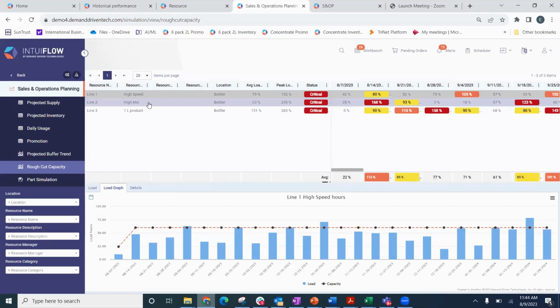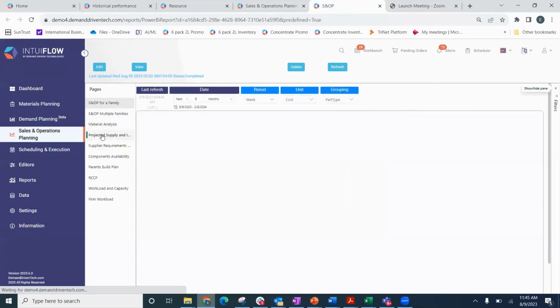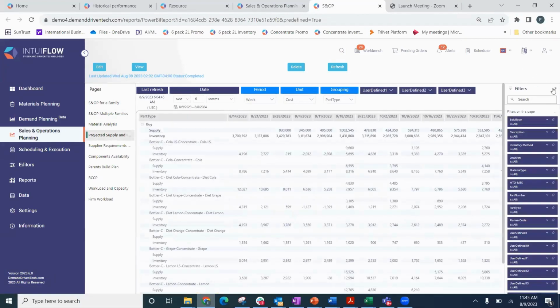One of the other areas that we would want to be dealing with from an S&OP standpoint is our supplier collaboration. And one of the things that we want to be able to do is review what our supply requirements are. So I'm going to go to the projected supply requirements, and I'm going to go ahead and filter down to a given vendor.